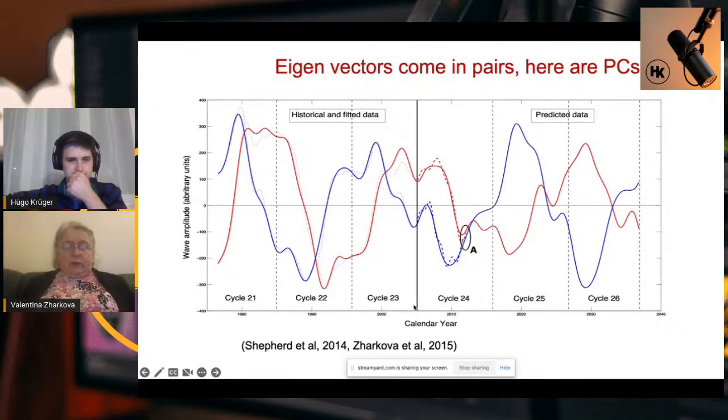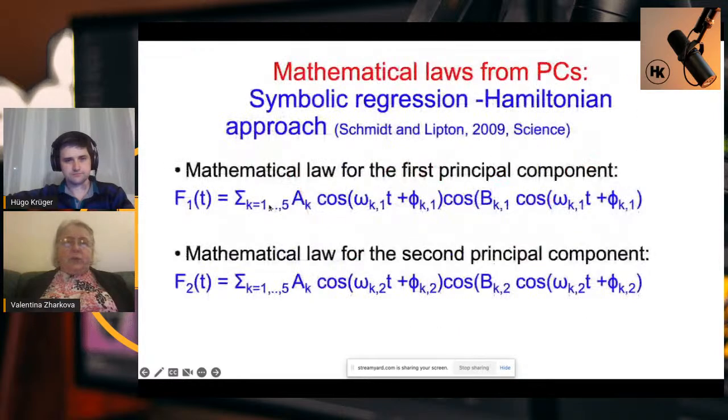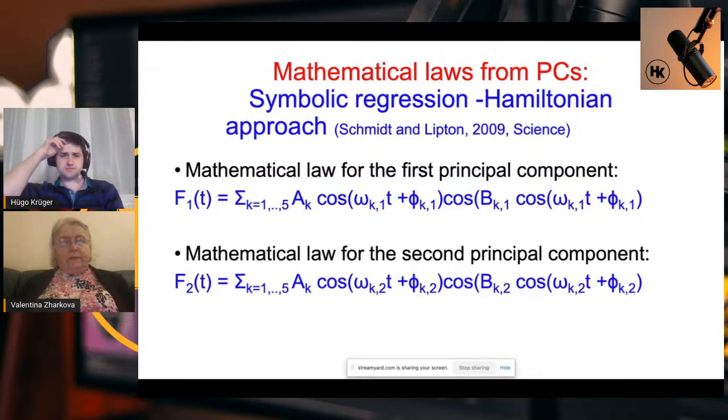We started doing this from 2005, and by 2012 we managed to quantify these two curves. Basically, we managed to find a mathematical law for each principal component, for the blue one and for the red one. Maybe it is just a simple sine cosine function. But as you see, these are all the coefficients, this is the frequency, this is the amplitude, and we had 5 cosines.